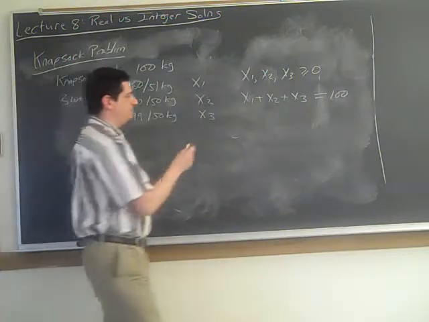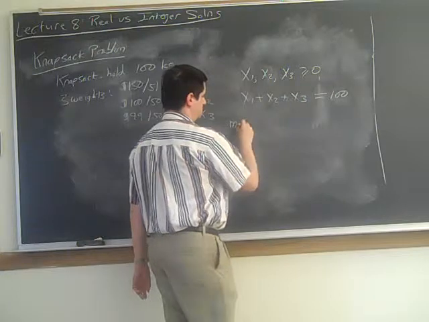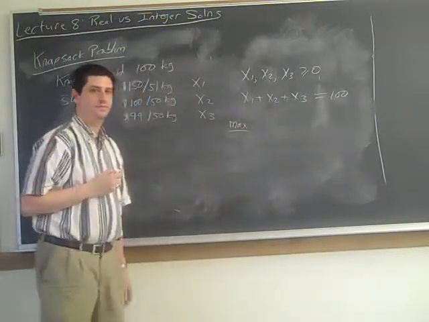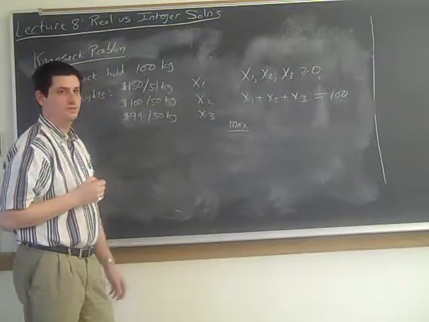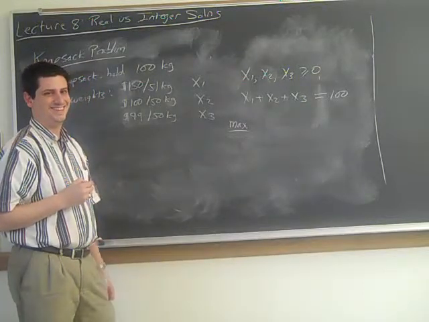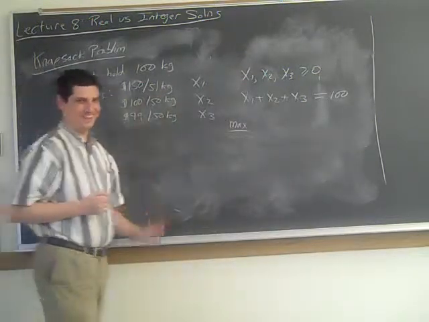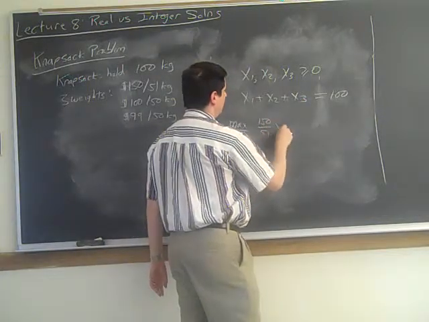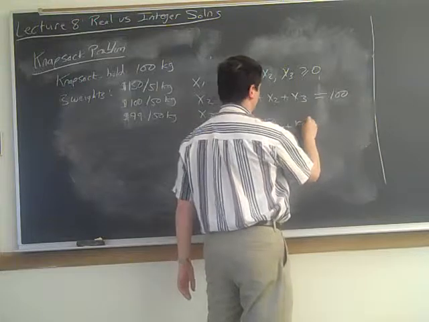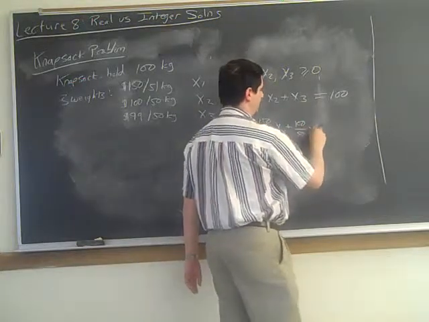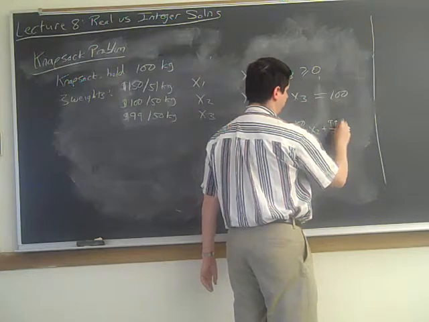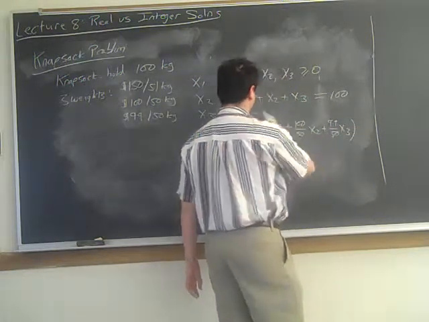And now what do we want to maximize? The dot product, basically, right? So we want to maximize 150 over 51 x1 plus 100 over 50 x2 plus 99 over 50 x3.